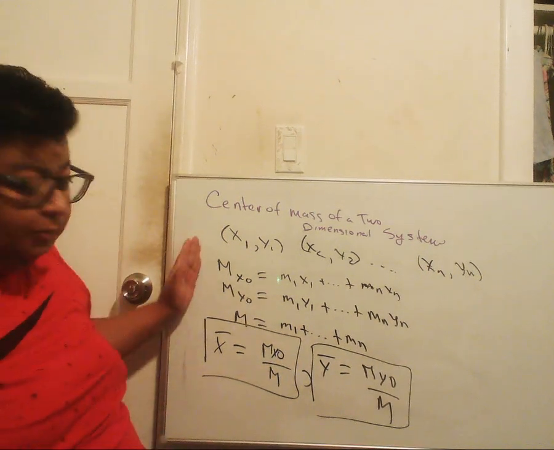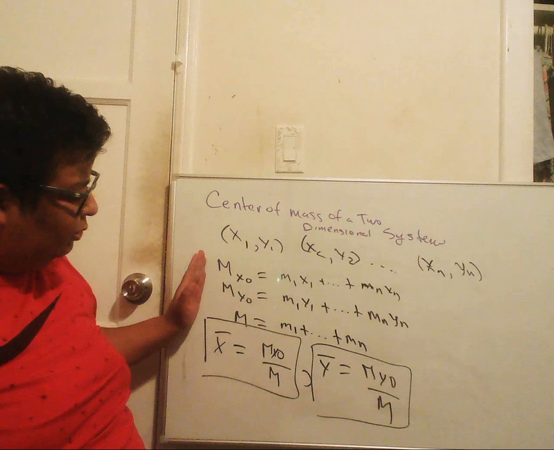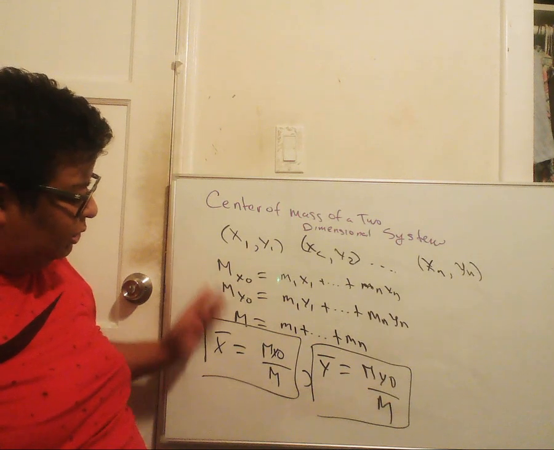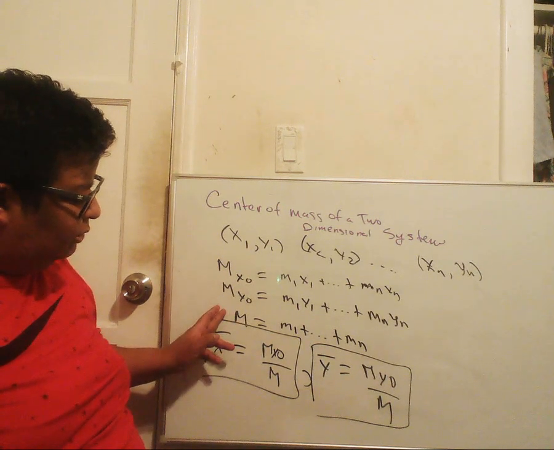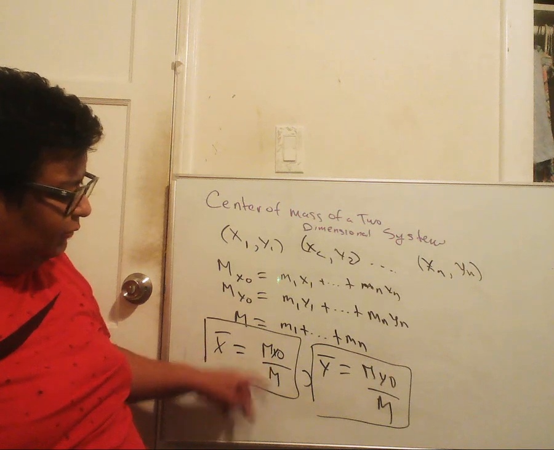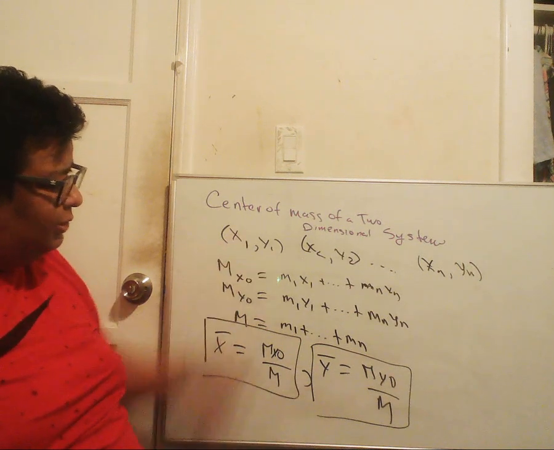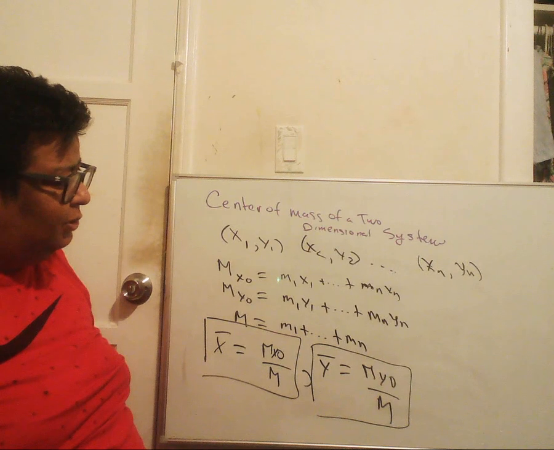So first you find the moment about the origin for each coordinate, and then you find the total mass, and then you do your divisions. Then you should be able to find the center of mass of a two-dimensional system.